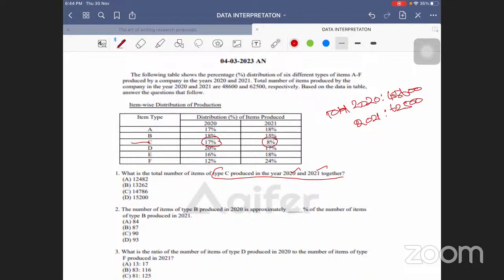Just write 17% of 48,600. 17% we can write as 17 divided by 100, percentage means per 100, into 48,600. Cancel the zeros, remaining 17 into 486. So what is the answer? 17 times 486.